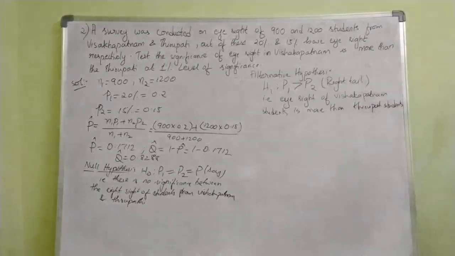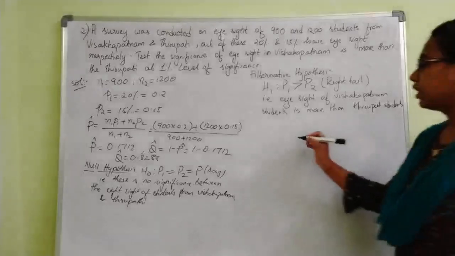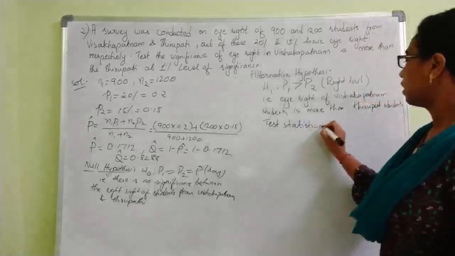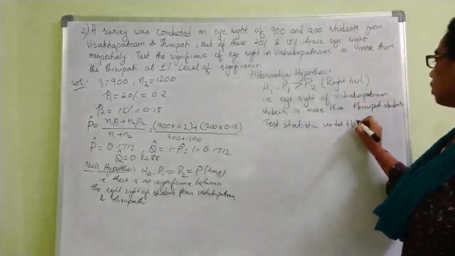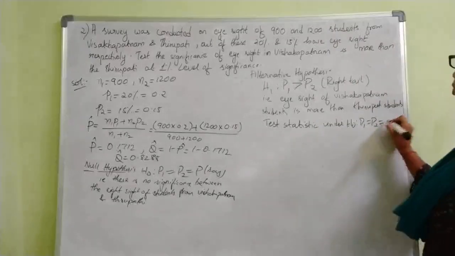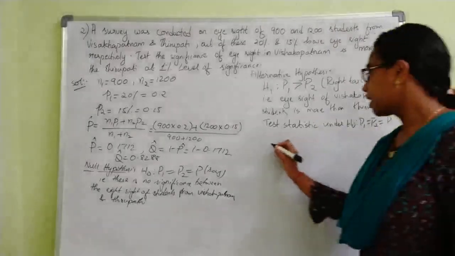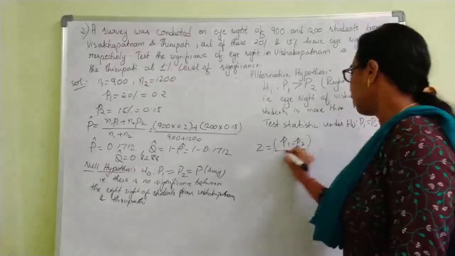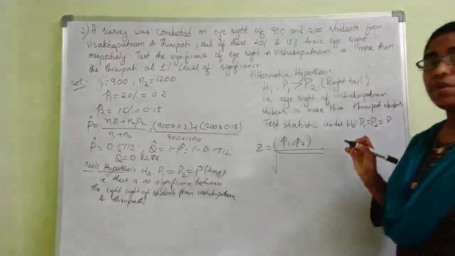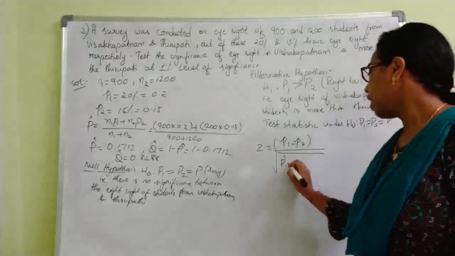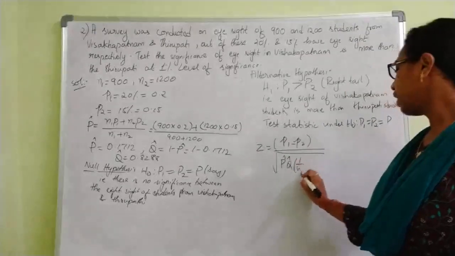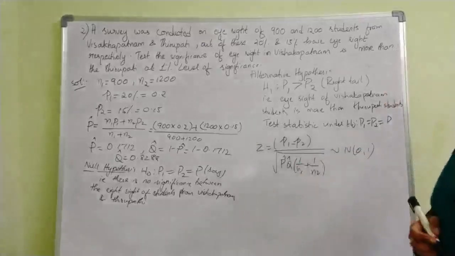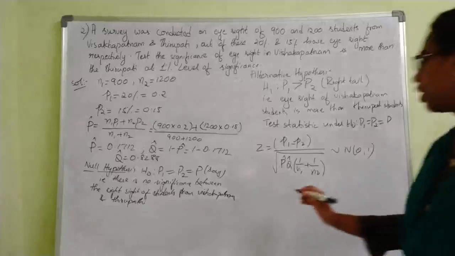So after defining the null hypothesis and alternative hypothesis, write down the test statistic. The test statistic under H0, so under H0 P1 equals P2 equals P, is given as Z equals P1 minus P2 divided by square root of, here P value is unknown, so we will be writing P hat Q hat into 1 by N1 plus 1 by N2, which follows the normal distribution with 0, 1.